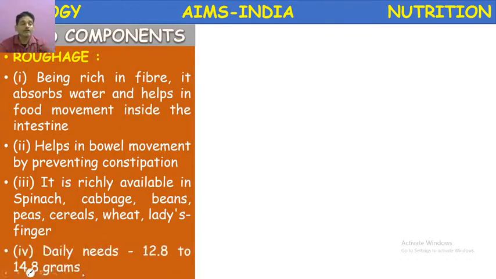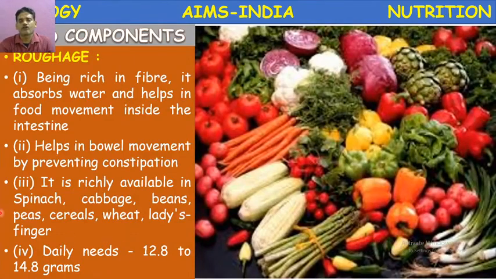Next, what is the requirement of this roughage every day? Daily we need 12.8 to 14.8 grams of roughage every day. Okay, this is the requirement of roughage. So these are all the fresh leafy vegetables. Okay. Carrot. Onions. Plantlets of onions. Okay. Capsicum. Spinach. Beetroot. Cauliflower. Okay. Corn. Asparagus is also one of the rich ones. Okay, these are all the food materials which are rich in roughage.